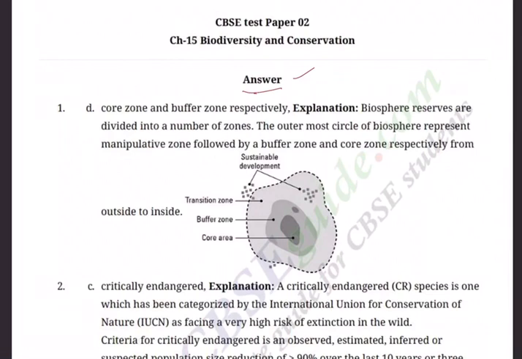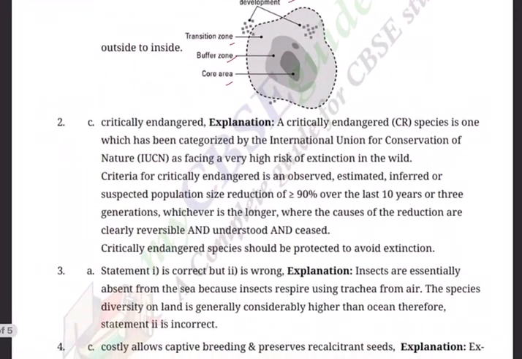Question 1, D, core zone and buffer zone. Explanation. Biosphere reserves are divided into a number of zones. The outermost circle of biosphere reserve represents the manipulative zone followed by buffer zone and core zone respectively from outside to inside. As you are seeing, core zone, buffer zone, transition zone, and substantial development takes place here in the transition stage.